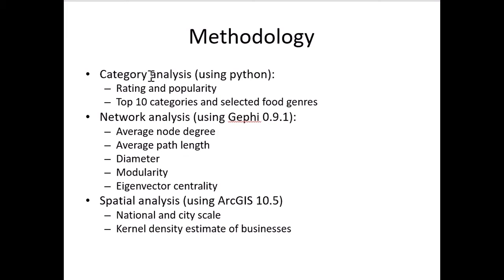First is category analysis using Python, which looks at the rating and popularity of the top 10 categories and the selected food genres in the Yelp data. Second is network analysis using Gephi, which examines some exploratory characteristics of the Yelp user network. Third is spatial analysis using ArcGIS, looking at the kernel density estimate of businesses at both national and city scale.